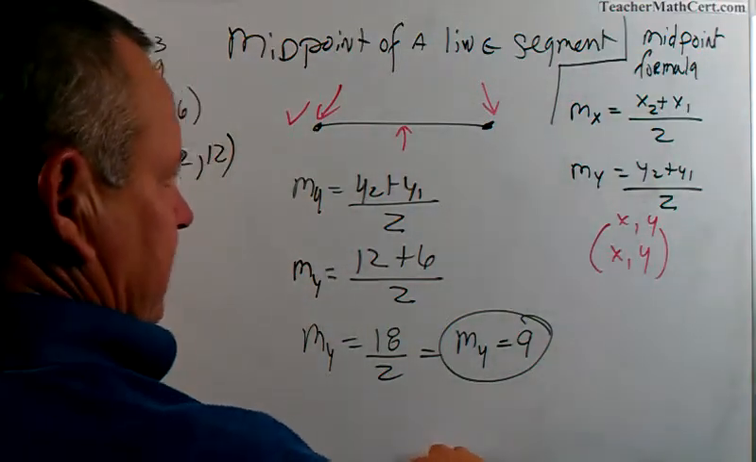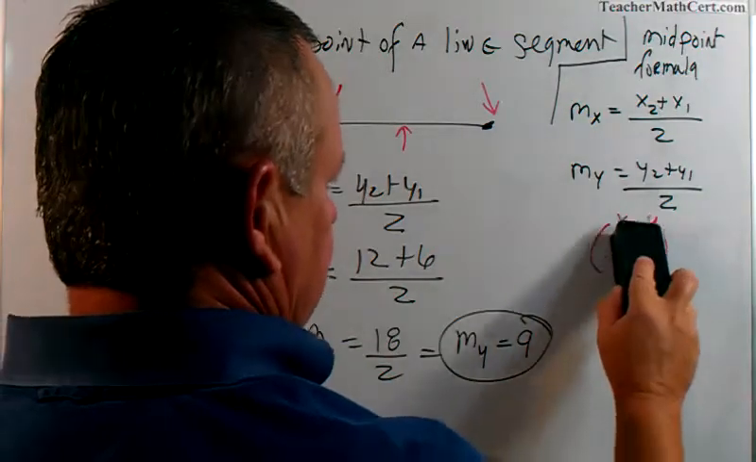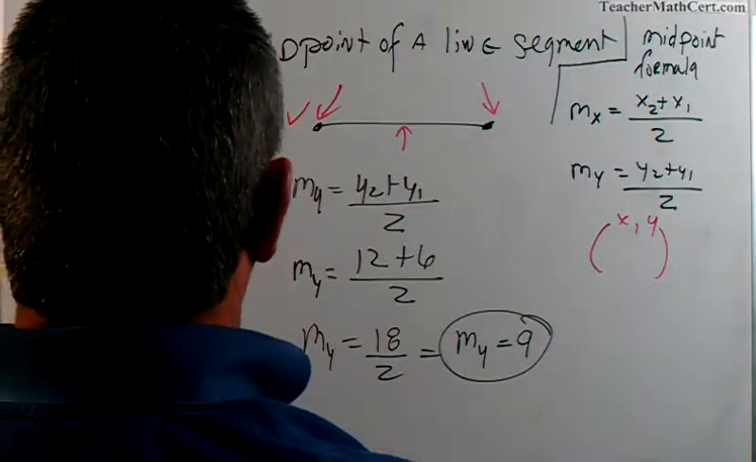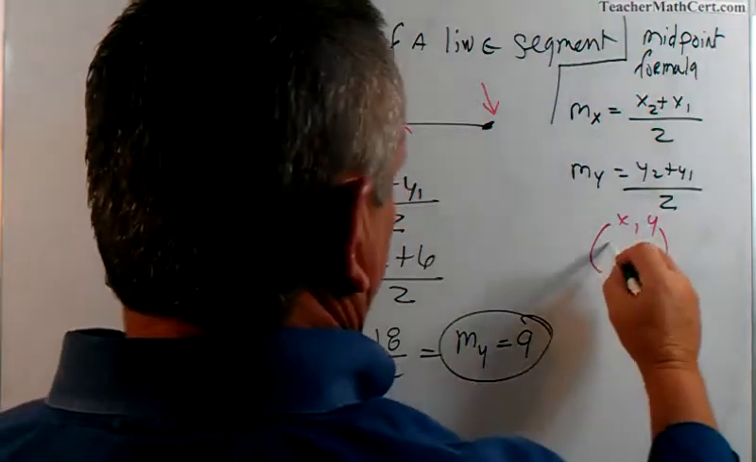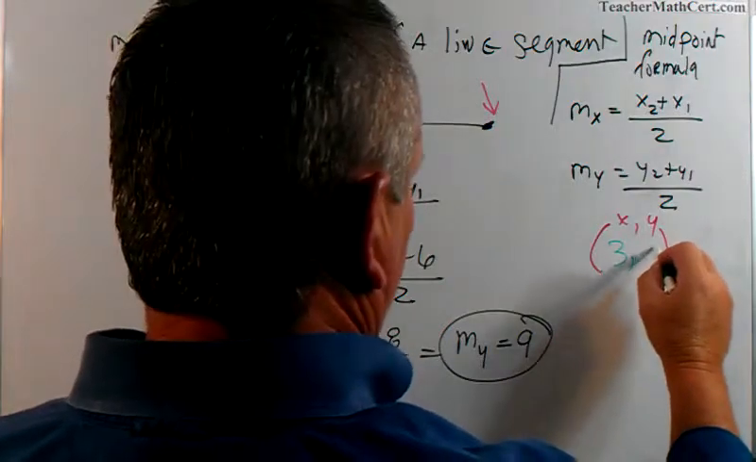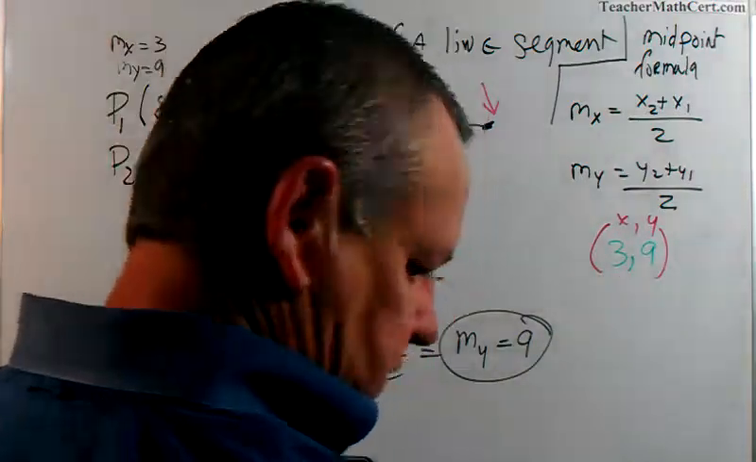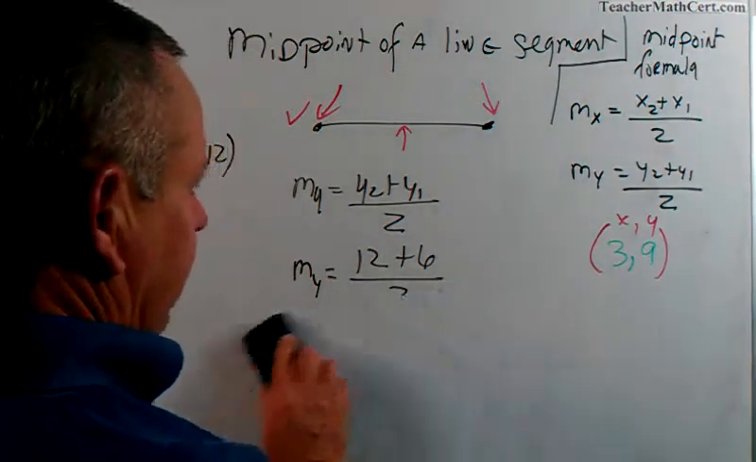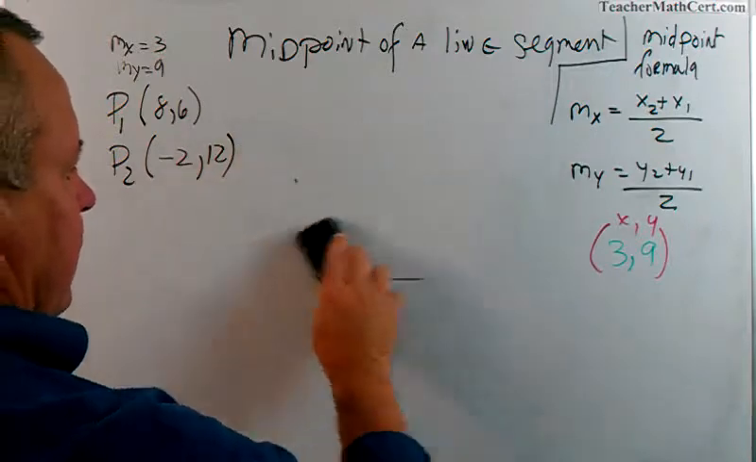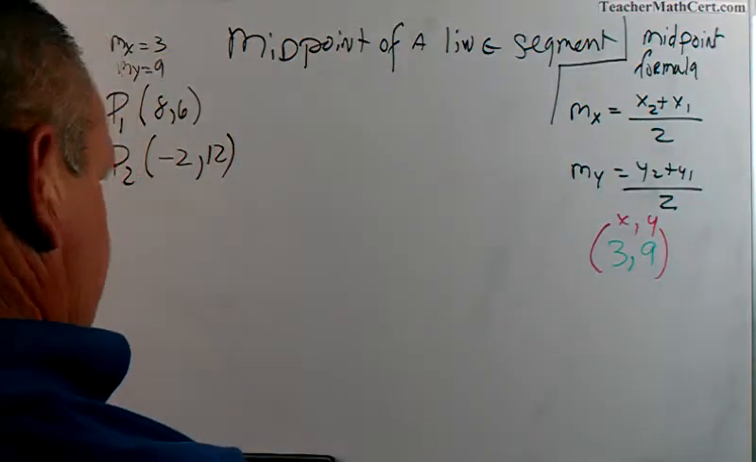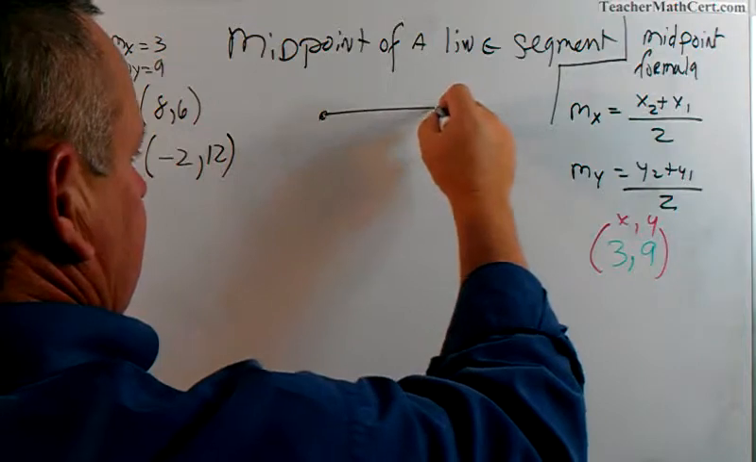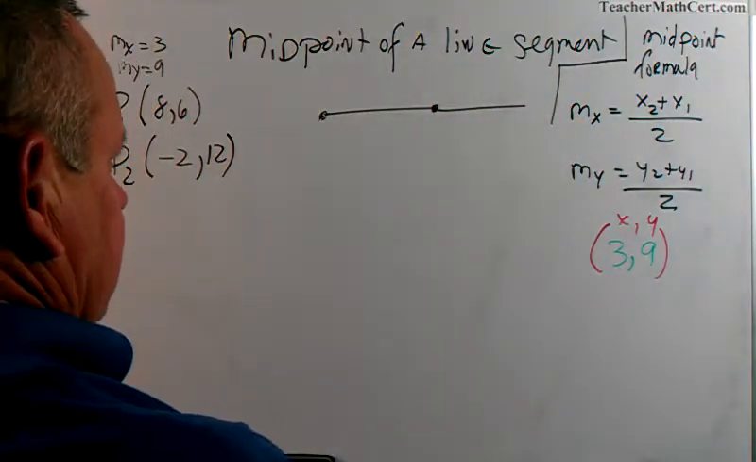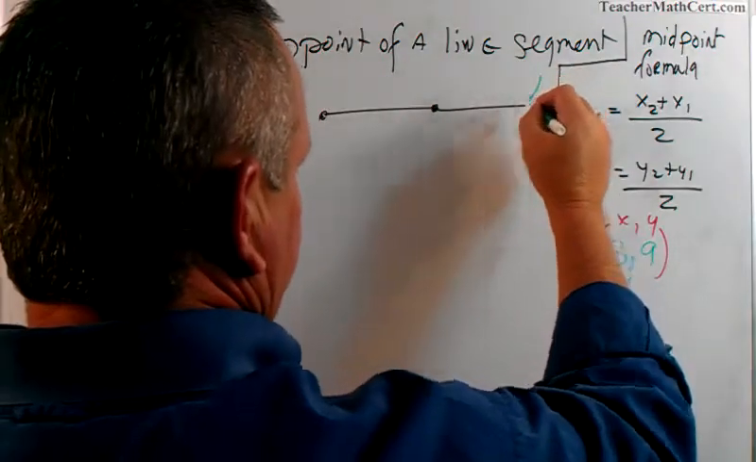So the values go x is equal to 3, comma, y is equal to 9. That's your coordinate, x, y. All right, now we're going to do this type of problem, where we're given these two points, and we're asked to find the end point, okay?